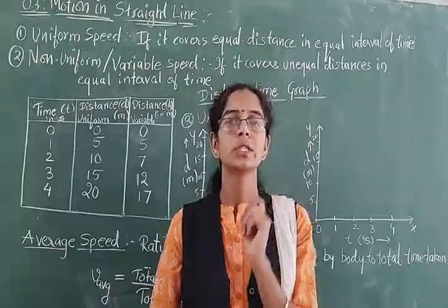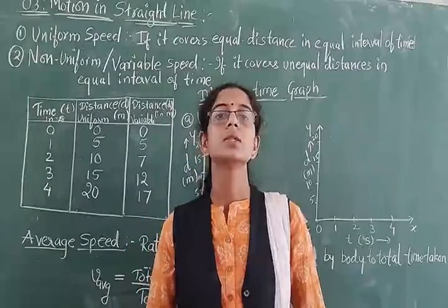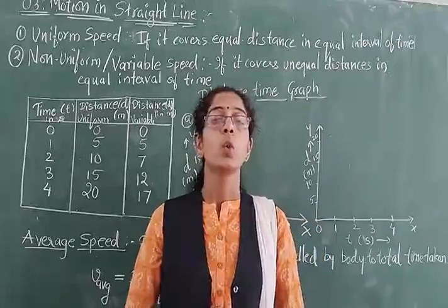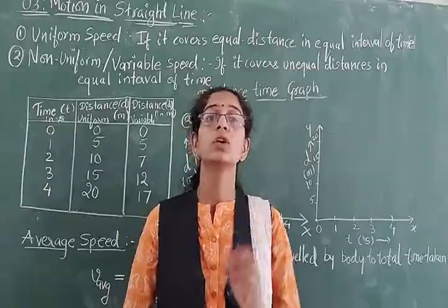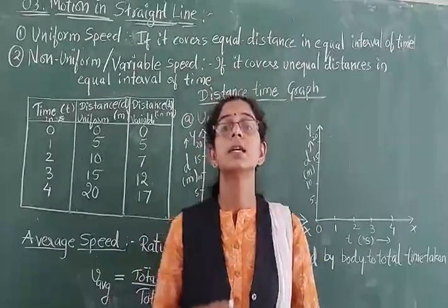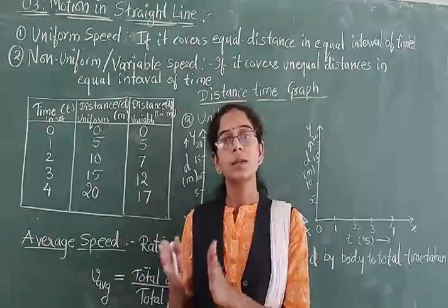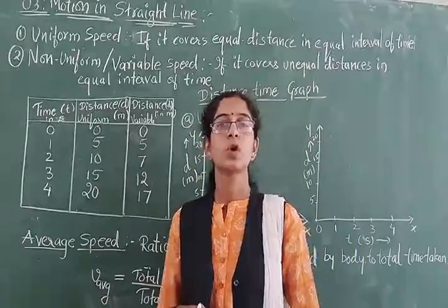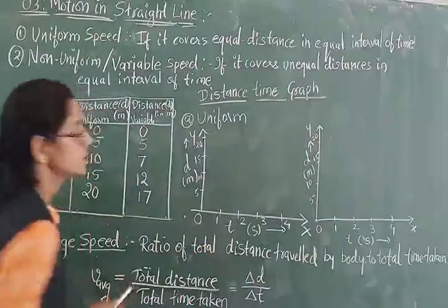So today we are going to study two terms: first, uniform speed, and the other, variable speed. Uniform speed is a type of speed wherein the object covers equal distances in equal durations of time. Means when we begin the journey and start calculating the distance covered by the object, if the object covers the same interval of distance in that given time, then that speed is termed as what? Uniform speed.